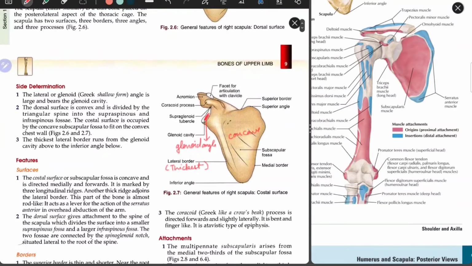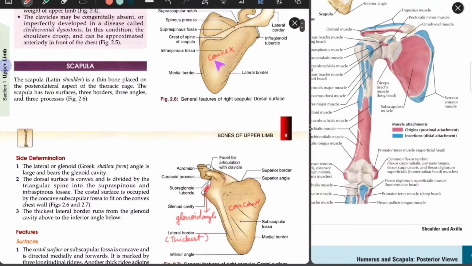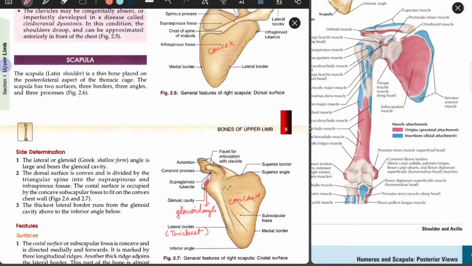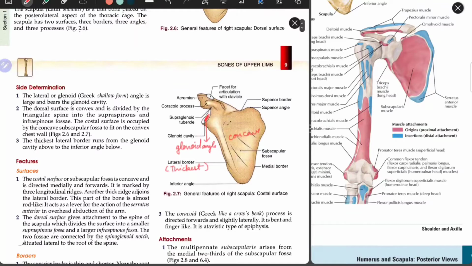Now, side determination. The lateral or glenoid angle is large and bears the glenoid cavity. This is glenoid angle and it bears the glenoid cavity. The dorsal surface is convex and is divided by the triangular spine into the supraspinous and infraspinous fossa. Now, the costal surface is occupied by concave subscapular fossa to fit on the convex chest wall. The thickest lateral border runs from the glenoid cavity above to the inferior angle below. So, the lateral border is the thickest of all borders.